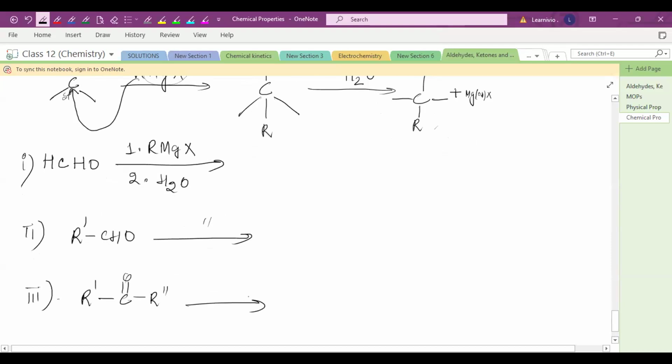I think we have discussed this. When you treat formaldehyde with the Grignard reagent, you will get a primary alcohol. We have discussed that, right? When other aldehydes are treated with the Grignard reagent, it will give you a secondary alcohol. When a ketone is treated with the Grignard reagent, it will give you a tertiary alcohol. We have already discussed that. Okay, just quickly write down the product. I will ask you.